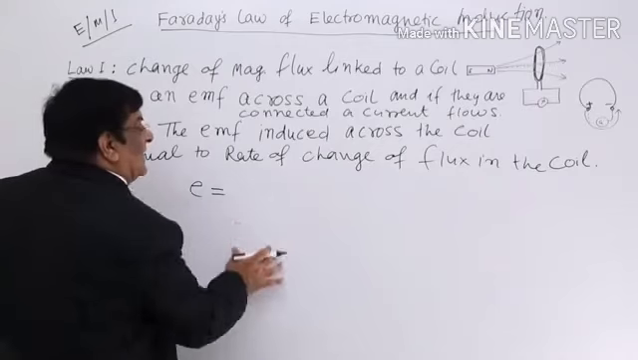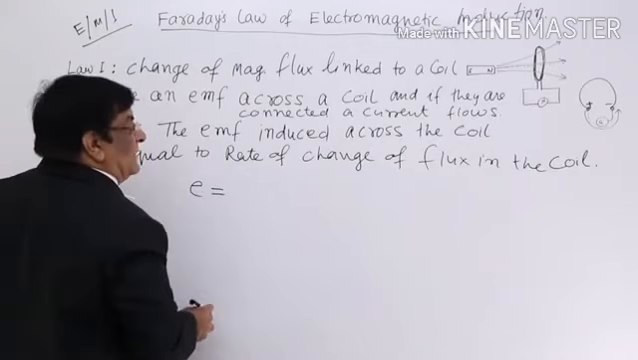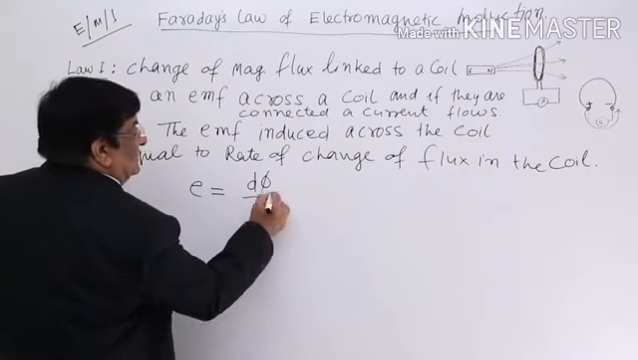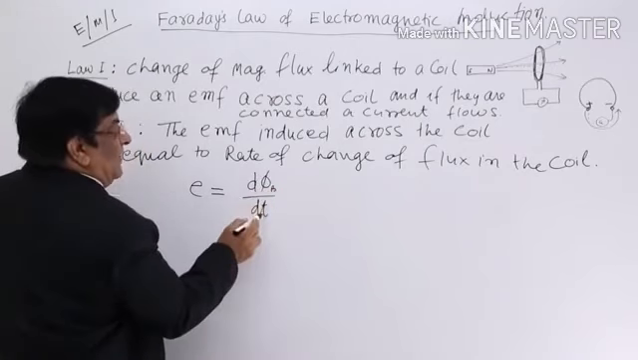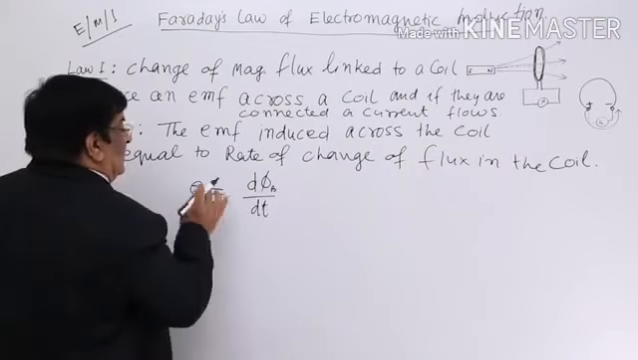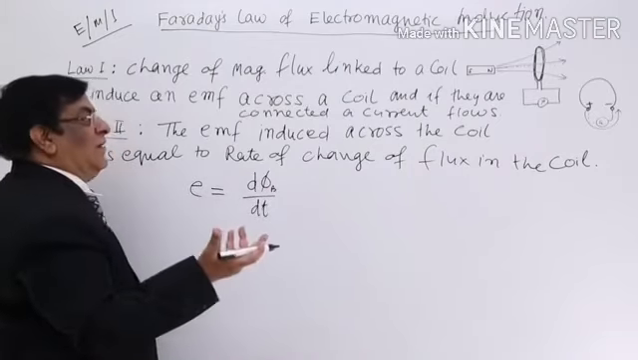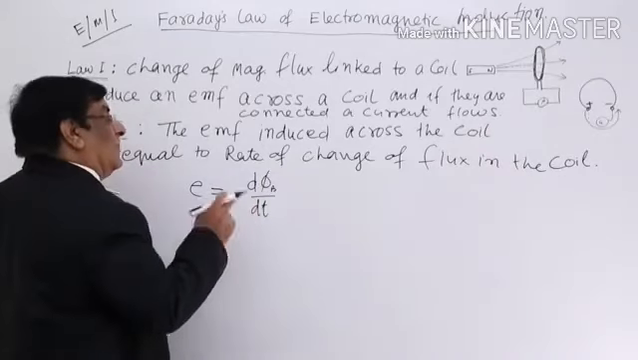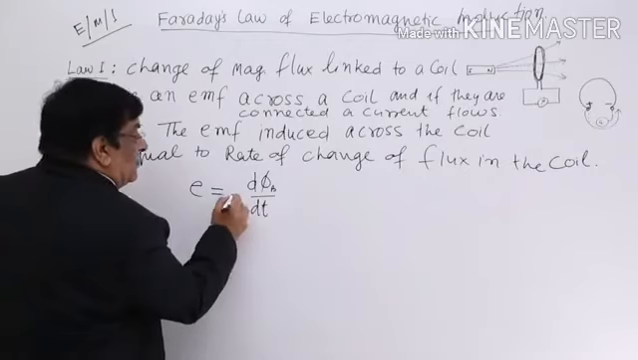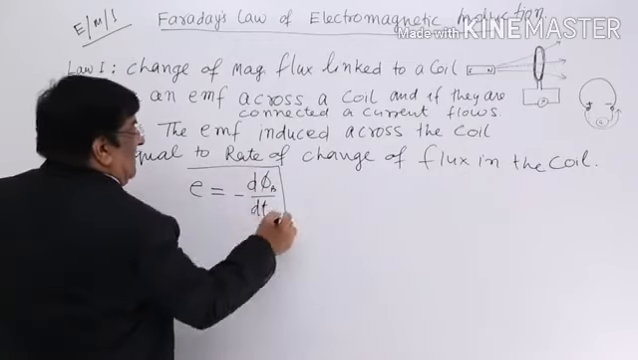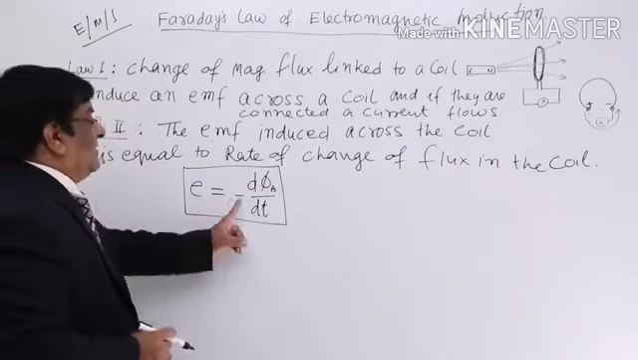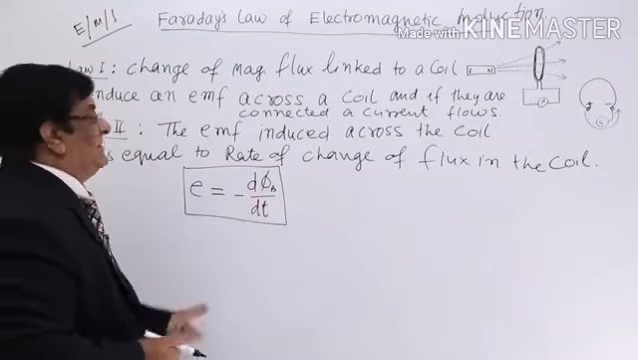How do we write rate of change of flux in mathematics? Answer, we write it as d phi by dt, the rate of change of flux with respect to time. So these two are equal. That's all. But we find that the direction of EMF is opposite to the change of flux, so we put a minus here. So this is the second law, E is equal to minus d phi by dt.